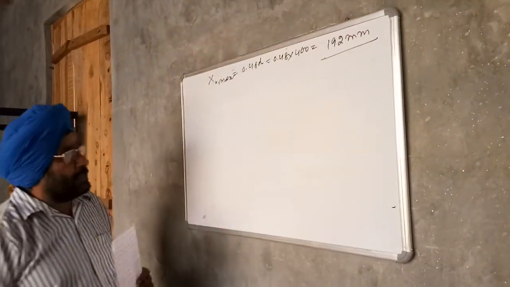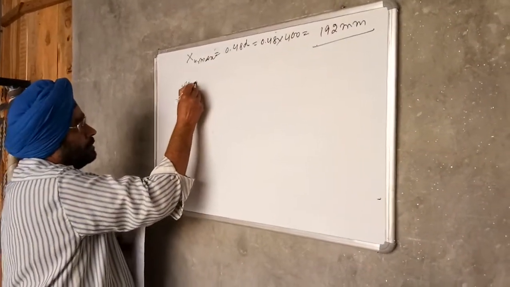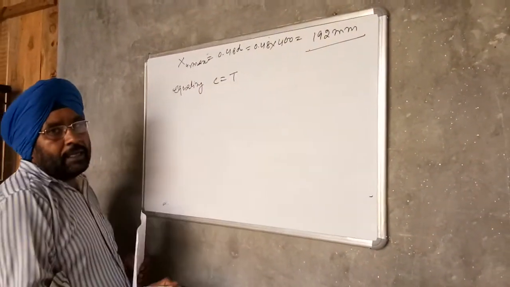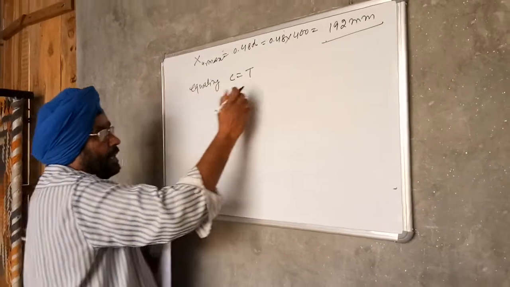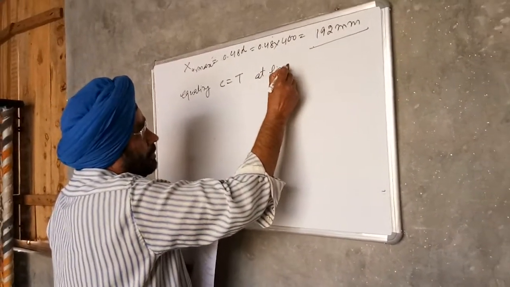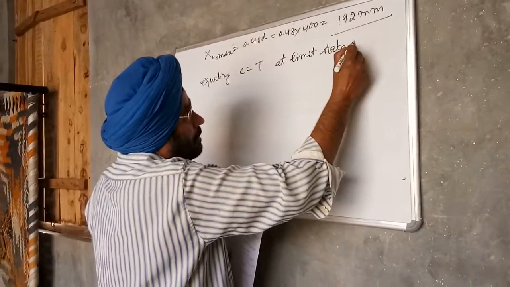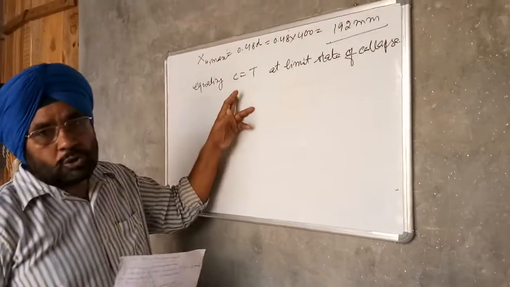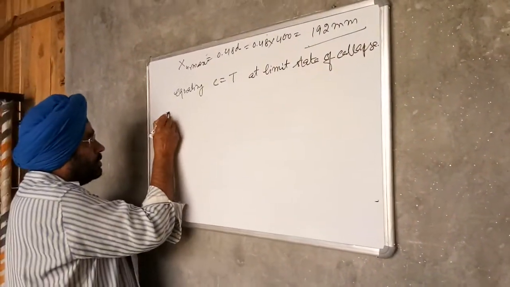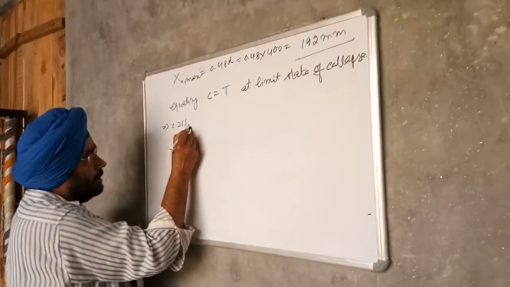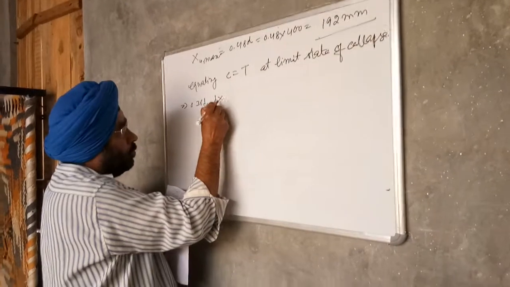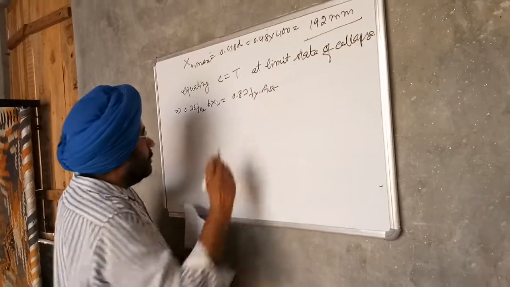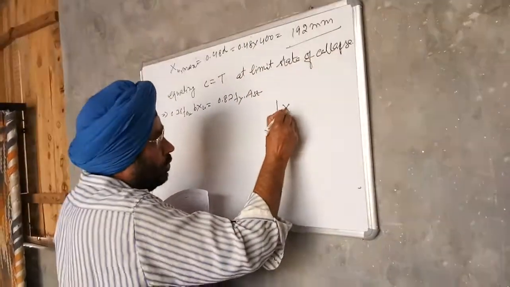So then for balanced section, equating resultant compressive force to resultant tensile force at limit state of collapse. So resultant compressive force, its value is 0.36 fck b into xu, equals 0.87 fy Ast. So for balanced section, xu is equal to xu max.